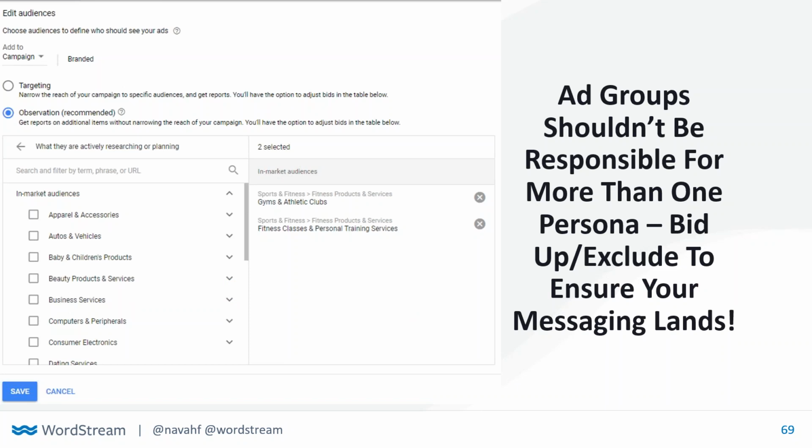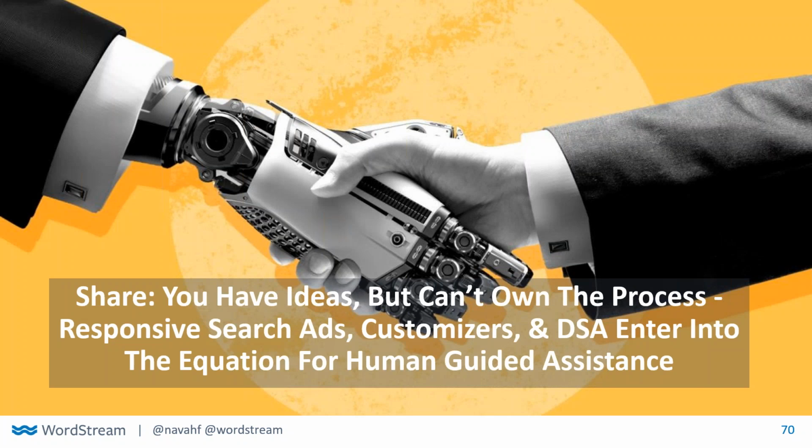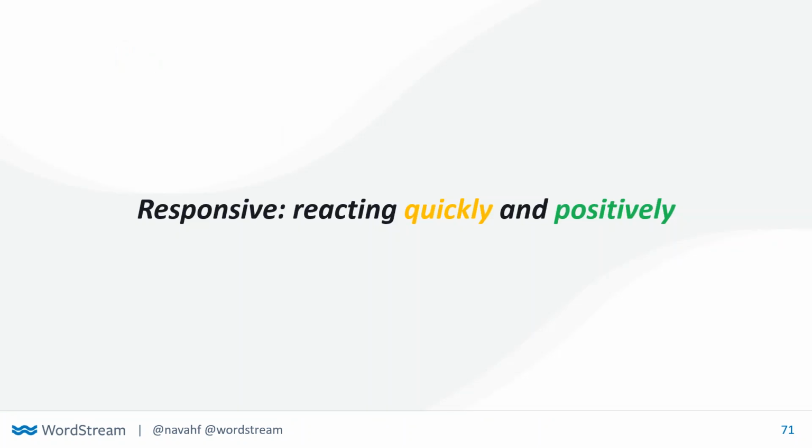So whether that's in customizers, whether that's just in bidding folks up, excluding folks, there's a lot of power in audiences. Now, if you're going to share, you have ideas, but you can't own the process. So think responsive search ads, customizers, dynamic search ads. It's basically human-guided machine creation. And we're going to talk about responsive in depth now.